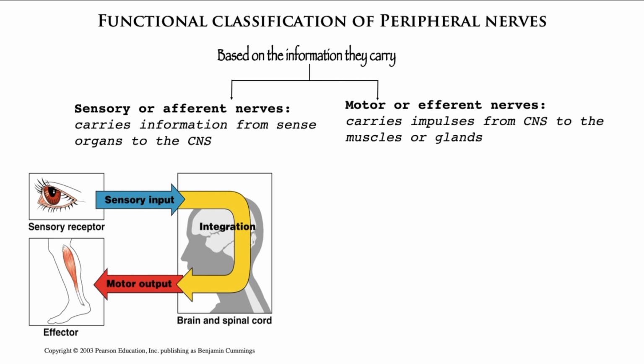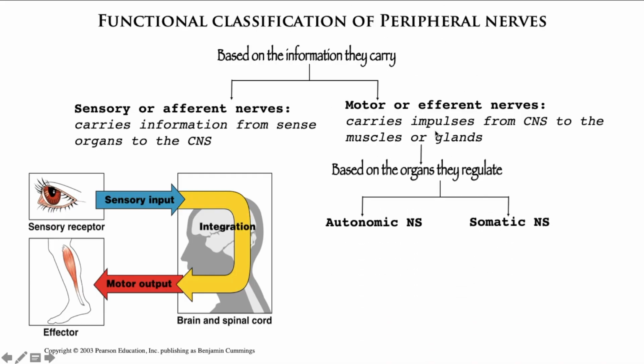So the motor nerve or efferent nerve carries the impulse from the central nervous system to the effector organ. So effector organ could be either muscles or glands. So depending upon what type of organs the motor nerve regulates, they could be divided into 2 different categories: the autonomic nerves and the somatic nerves. That's why we can also say autonomic nervous system and the somatic nervous system.